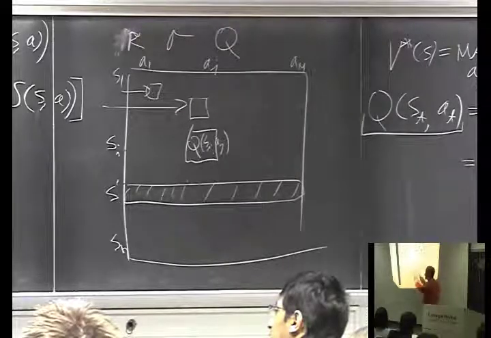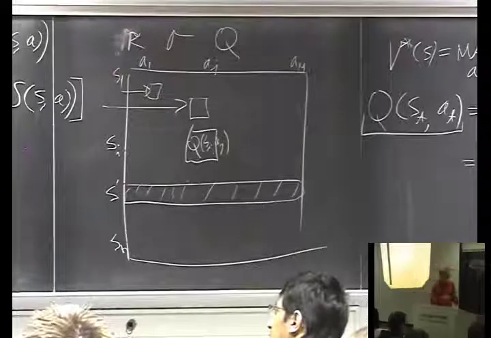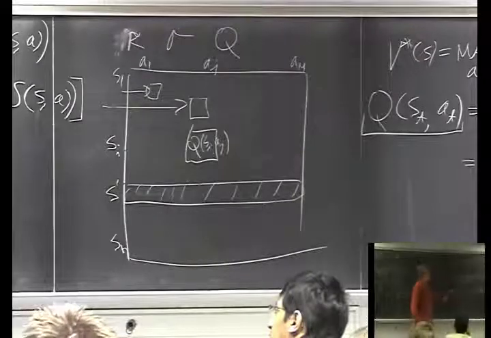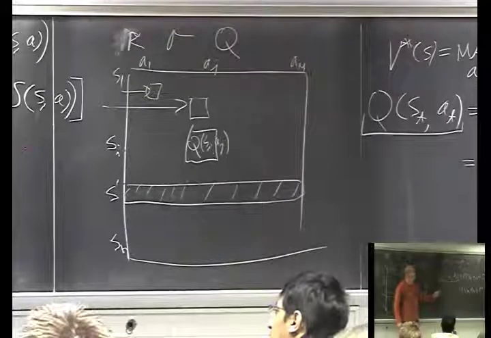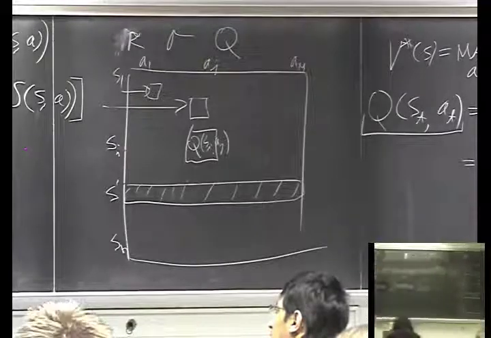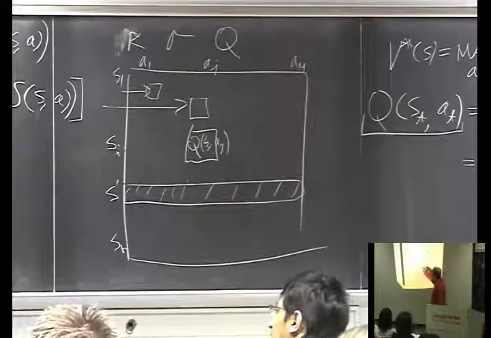Now you can look at this, and I encourage you to do it at home when you go over this material, and compare it to the recursive relationship we had. The relationship between Q and V. V for a state is defined as the maximum of all the Q's emerging out of that state. So V here is the maximum over all the arrows coming out.